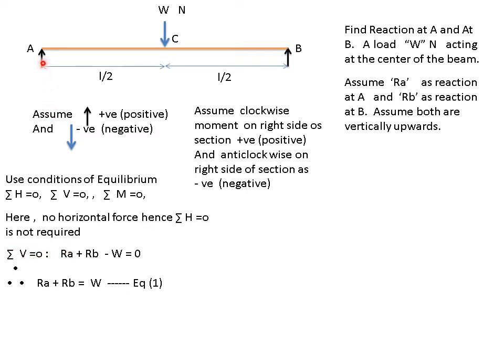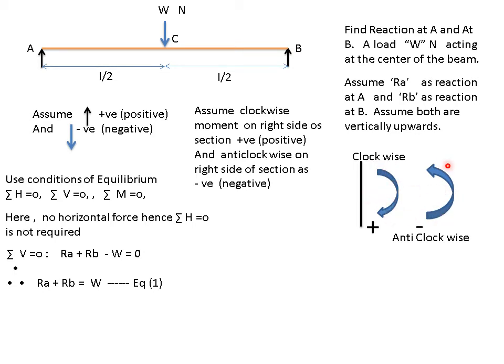I told you this is one vertical force going up. Since it is going up, as per this I am taking positive. So plus RA. Then second, RB. As per these sign conventions, again I am taking positive. So plus RB. W going down, so minus. So RA plus RB minus W is equal to 0. So you get RA plus RB is equal to W. This is equation 1.